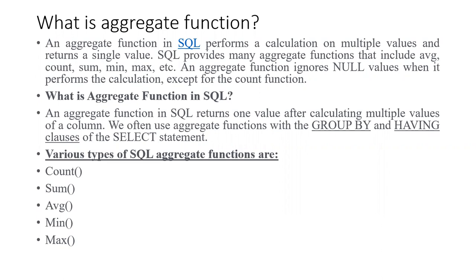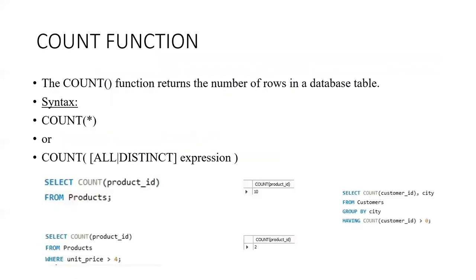So when we use aggregate functions, we are basically using the group by and having clauses instead of the where clause. So an aggregate function is basically returning a single value after calculating multiple values. So we'll see what the count function is. The count function is basically returning the number of rows in a database table.